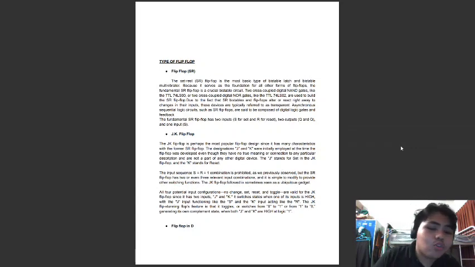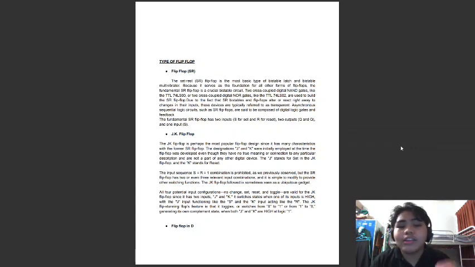The input combination S equal to R equal to 1 is prohibited, as we previously observed, but the SR flip-flop has two or even 3 relevant input combinations, and it is simple to modify to provide other switching functions. The JK flip-flop is sometimes seen as a ubiquitous gadget.